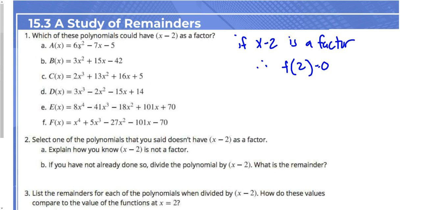Okay, so 6x squared minus 7x minus 5. So again, we're going to plug the 2 in. Remember to do the multiplication last. So this is 24, so 2 squared times 6. So it's 24 minus 7 times 2 is 14, minus 5. Nope, not that one, because that's equal to 5.